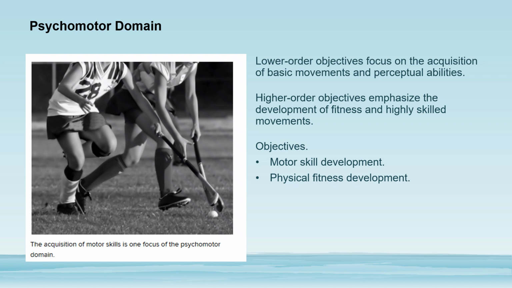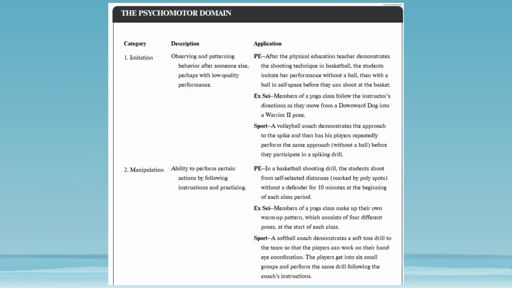Finally, the psychomotor domain focuses on movement skills and physical performance. We start with basic motor skills and progress to more complex and highly skilled movements. Objectives in this domain also include developing physical fitness, whether it's mastering a sports skill or improving endurance. These are key physical outcomes we aim to achieve. And again, this chart is a representation of the psychomotor domain and the different categories associated.